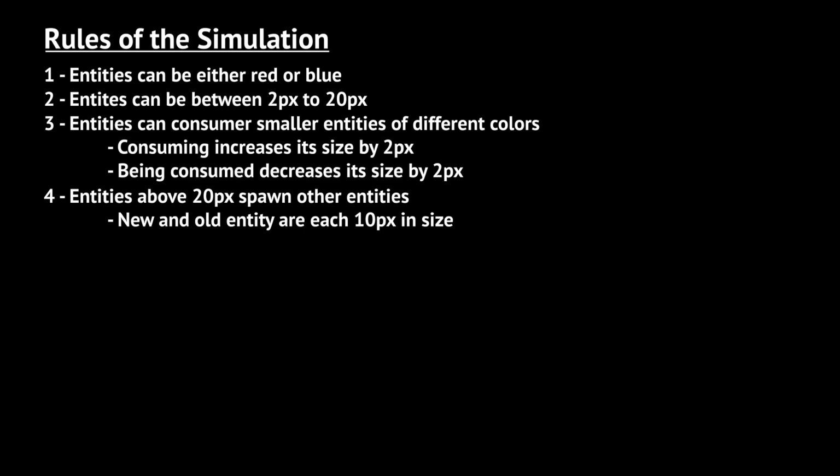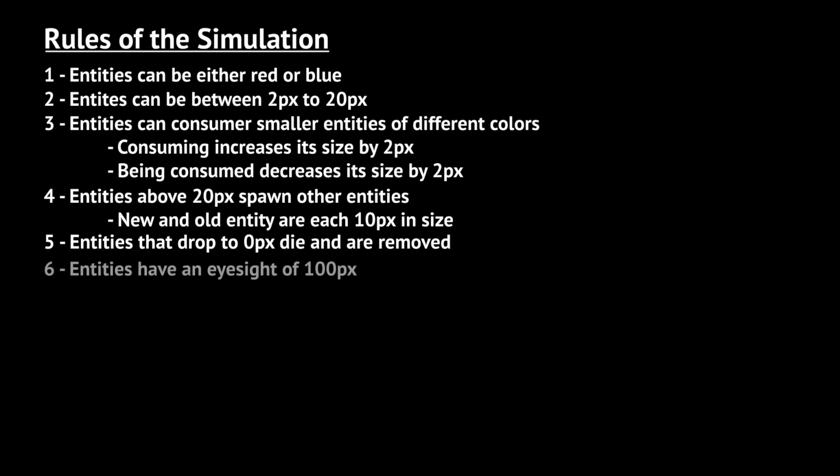When entities reach a size of 20, they can spawn. The newly spawned entity is of size 10, and the old entity drops to size 10. Entities that drop to size 0 die and are removed. Entities have an eyesight of 100 pixels. In the previous video, I had said 200 pixels, but it's actually 100 pixels.